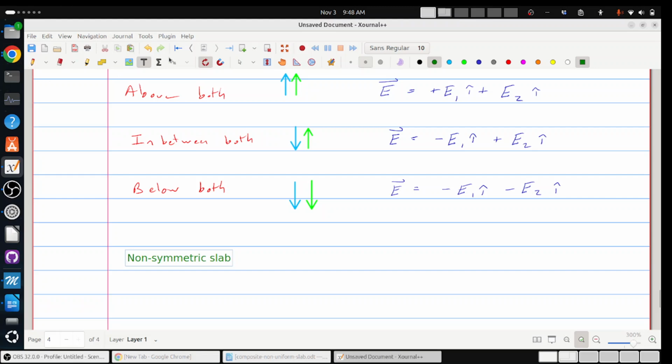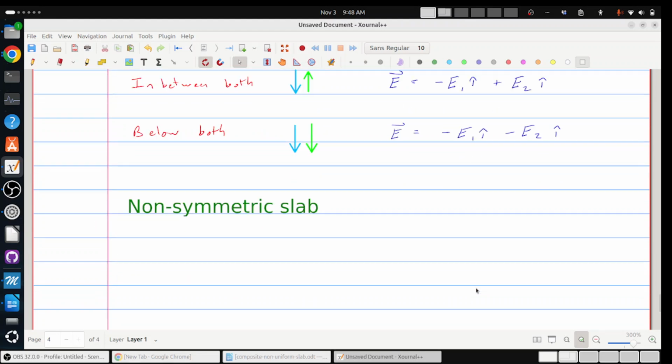Which leads us into the last case I want to talk about here, a non-symmetric slab. And by that, what I mean here is that I'm going to have symmetry in X and Y, but not symmetric in Z.